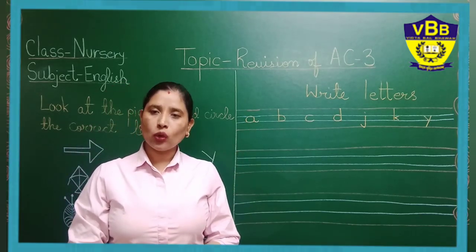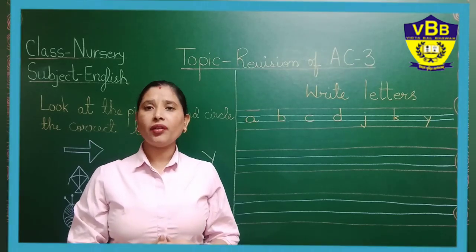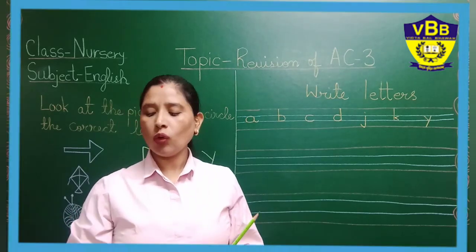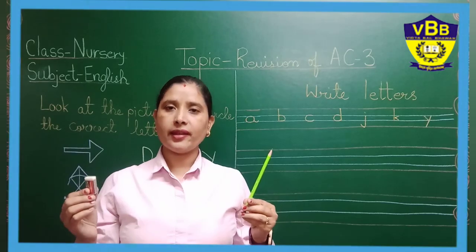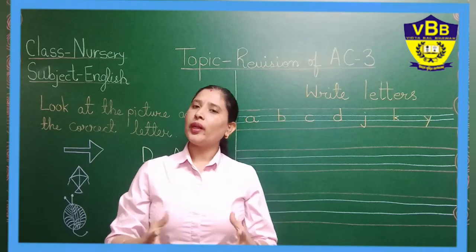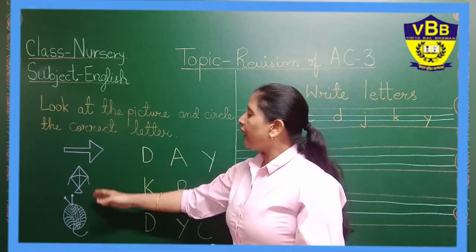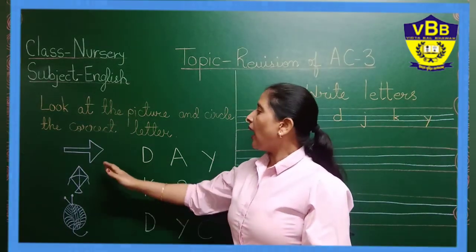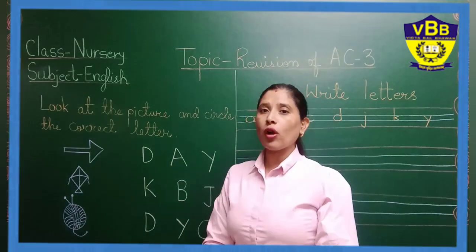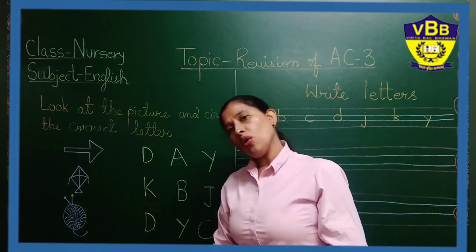My little tiny toes, before I start today's class, I request all of you to keep the revision worksheet with you. To solve the revision worksheet, you have to keep a pencil and eraser. So, my little tiny toes, let's start our today's class. We will identify the picture first, and according to the picture, we have to identify which letter this picture starts from, and we have to circle that letter. So, let's start.